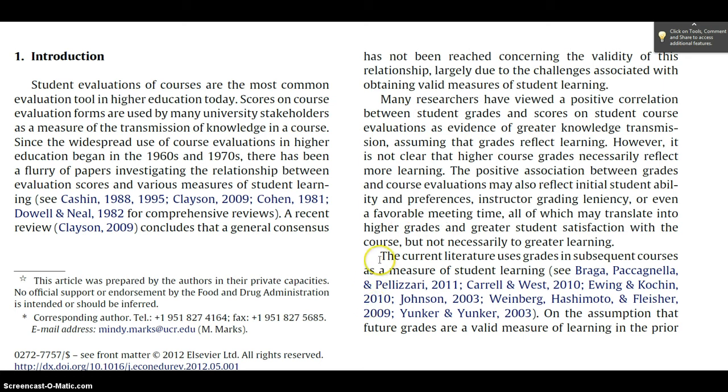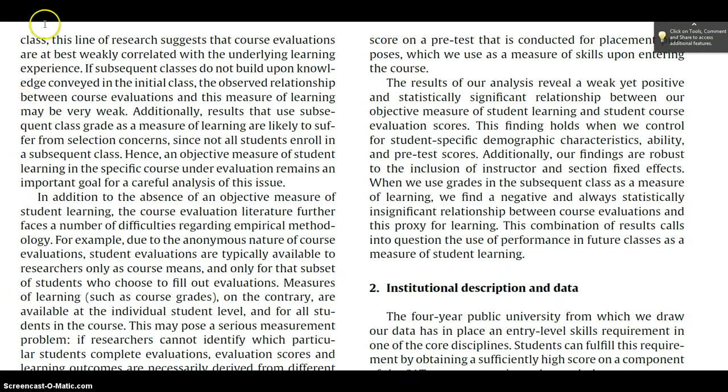Another problem that the researchers point out for you with prior scholarship is this assumption that grades in later courses are a measure of student learning. And in this paragraph, continuing on to page 2, the researchers address this assumption that's been made. And then at the very end of this paragraph, we see where the researchers are coming back to what will essentially become the significance of their study in this article. This idea that we need an objective measure of student learning in the specific course under evaluation, so that we can really understand that relationship between course evaluations and learning.